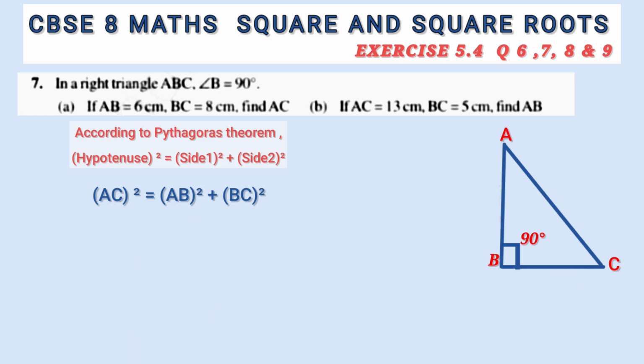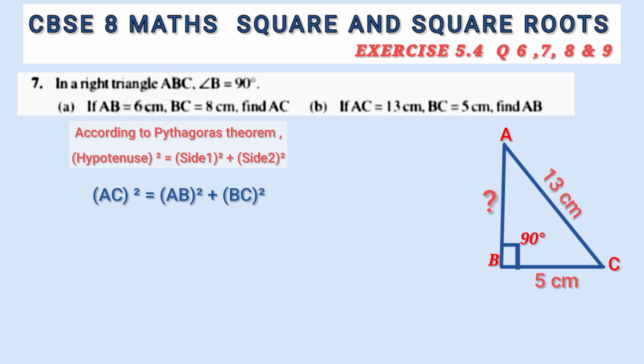Let us do question 7b now. Triangle ABC will remain the same, angle B will be 90, only the length of sides is different. Let's see what length is given here. AC is 13 centimeter, that means the hypotenuse is given to us, and BC is 5 centimeter, the base BC 5 centimeter, and AB we have to find.